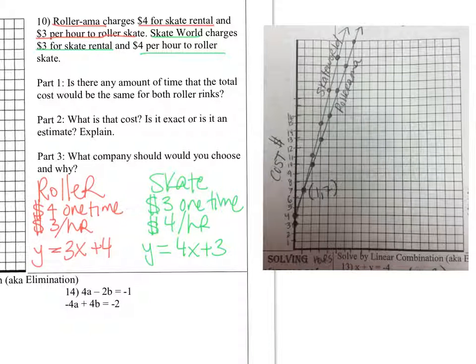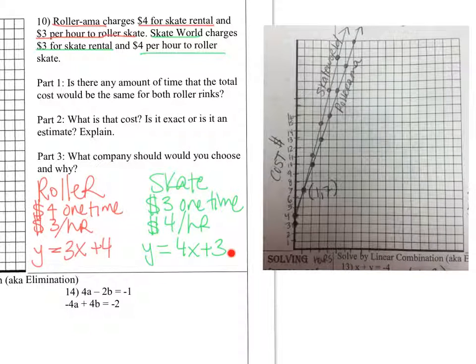Okay, so let's take a look at Rollerama first. I'm going to start at 4, so it's right there, and then I rise 3 over 1. Rise 3 over 1, rise 3 over 1, rise 3 over 1. It's kind of hard to see because these two lines are so darn close to each other, but Rollerama is beneath Skate World after a certain point, even though it starts at 4.